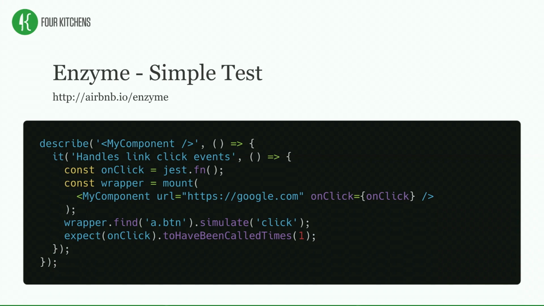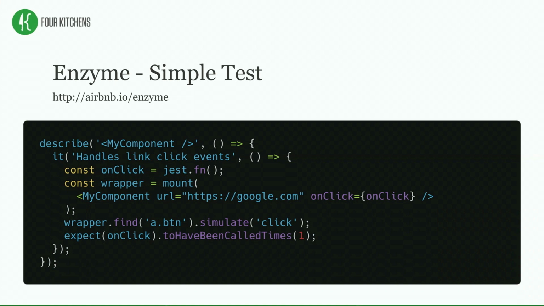And then we use the wrapper .find, and we find the specific thing that it's rendering. We know there's an anchor in that component that's being rendered. And then we call simulate, and we simulate a click event on it. And then, using just expect, we assert that the onClick method has been called only one time. Not twice, not 0 times, just one time. And if this test passes, then we know that the click handler for this component is being executed as expected.